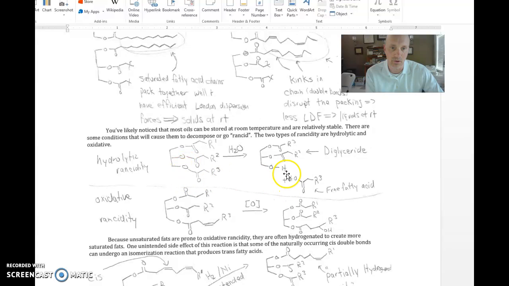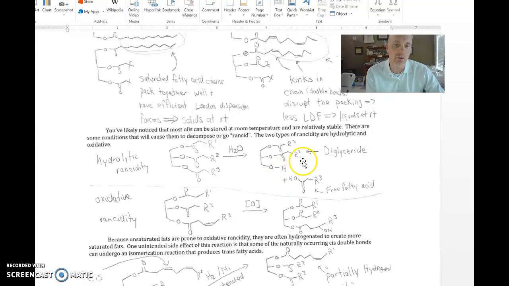If you'll notice, when that happens, you now have an extra H here and an extra OH here that weren't part of the ester. So that's where that water molecule went. If that were to happen to only one of your esterified fatty acids, that would make what you would call a diglyceride, because it's only got two esterified fatty acids to it. This one right here would now be considered a free fatty acid.